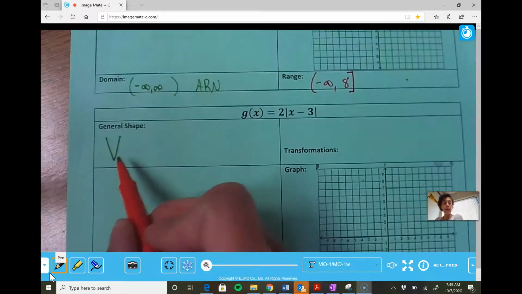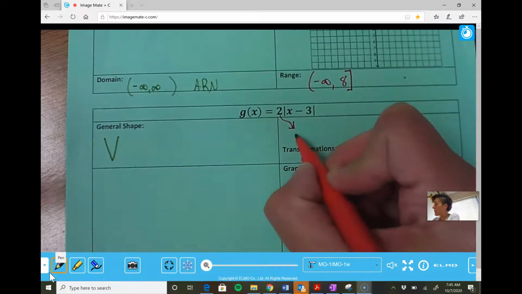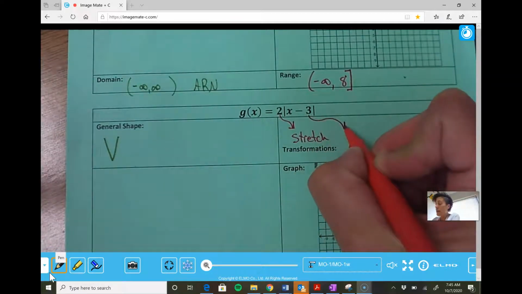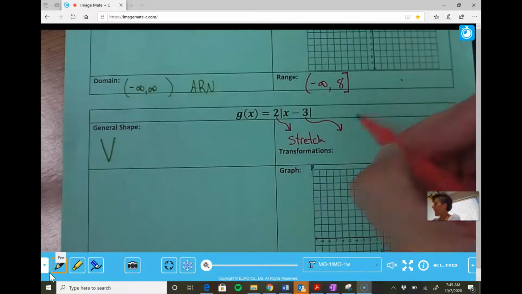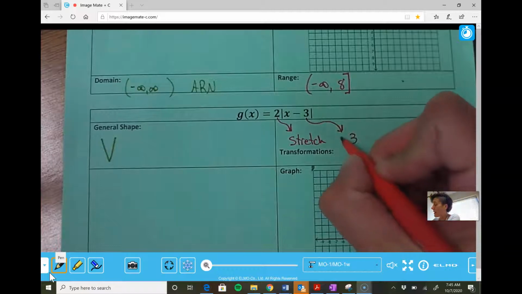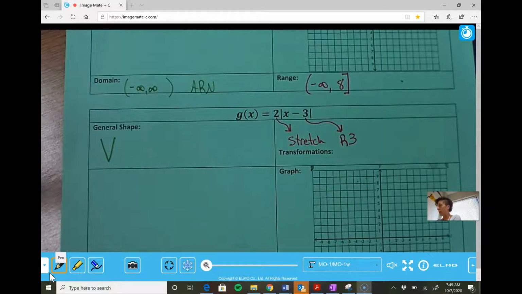So we already know it's a V shape. Anything in bars is a V shape. We're going to have a stretch. So again, this one's going to look skinnier. And when the number is in the bars, when this is h, and h is our house, and in our note packet, our house is now parentheses, you always take the opposite of h. So when I see -3, I want to think of 3, and that's going to tell me to go right 3. There's no number on the outside, so it's just going to stretch and go right 3.